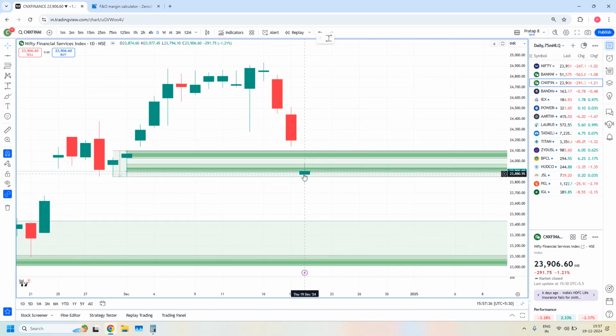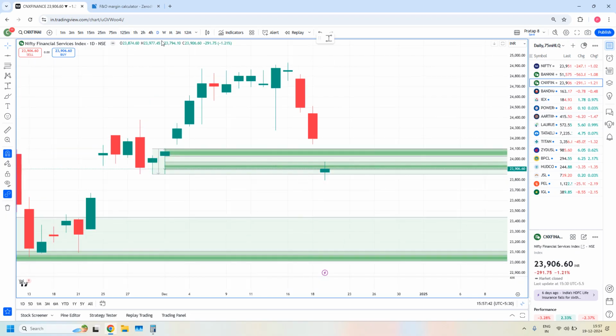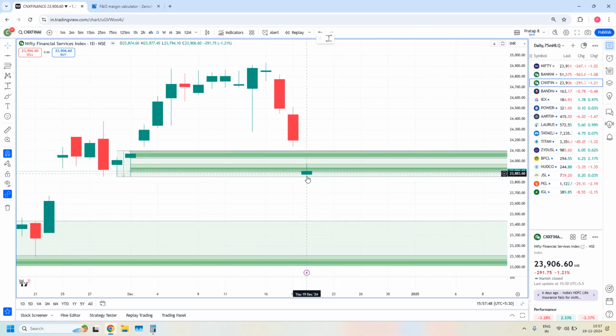See, the market itself opened below these zones. When the market opened below these zones, in the pre-market itself, because I am showing you in the daily candle, which has pre-market trading view showing, not in the intraday candles.